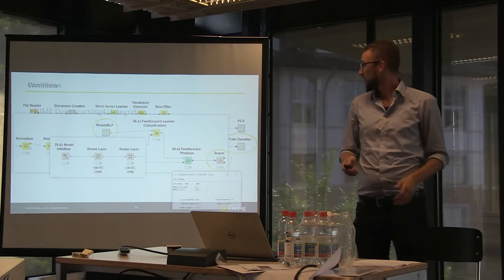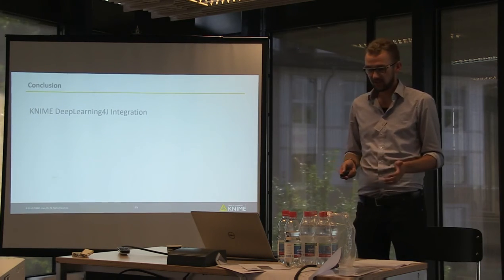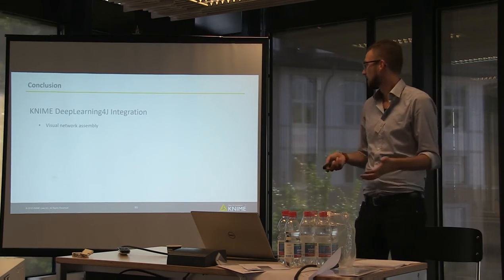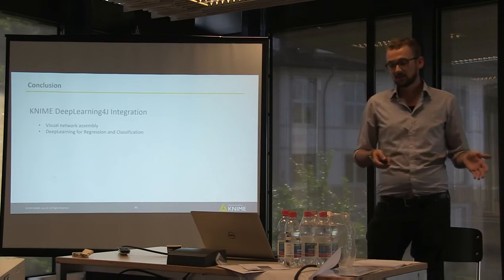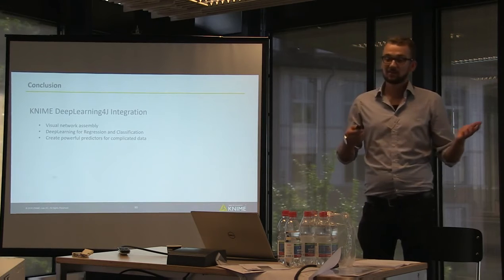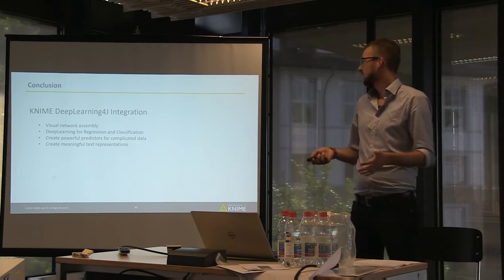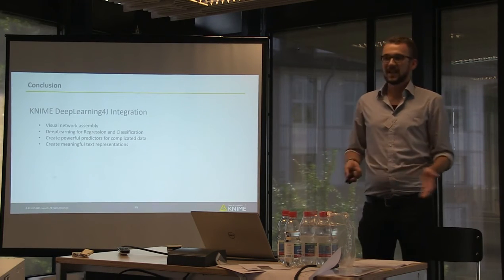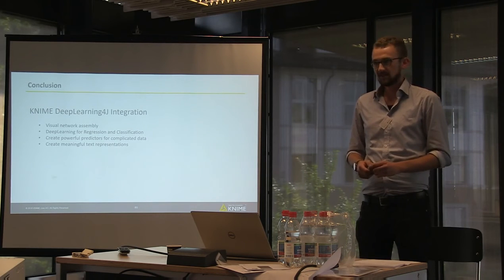So now I'm at the end of my presentation. As a conclusion, it can be said that the deep learning integration offers you the ability to visually assemble a network. You are now able to use deep learning for regression and classification in KNIME. We can, of course, use the power of deep learning to create powerful predictors for complicated data sets, and we can also create meaningful text representations using these word vector models. So, thank you.